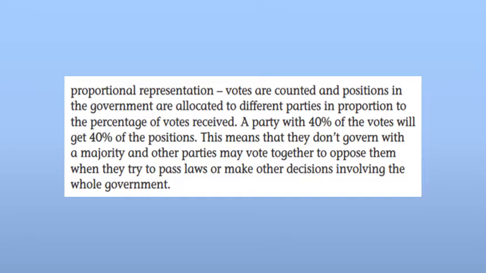This means that they don't govern a majority, and the other parties may vote together to oppose them when they try to pass laws or make other decisions involving the whole government. This line means that in a proportional government, although the party gets 40% of the seats, for example, the remaining 60% of the seats can go to different parties according to their proportion. And in the parliament, they can form a group to oppose the party that has the majority of the votes.